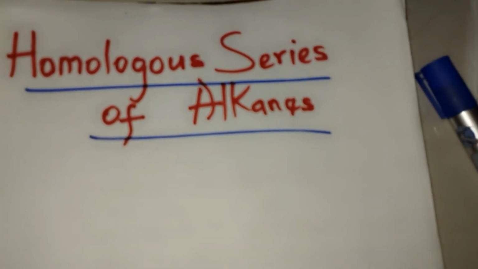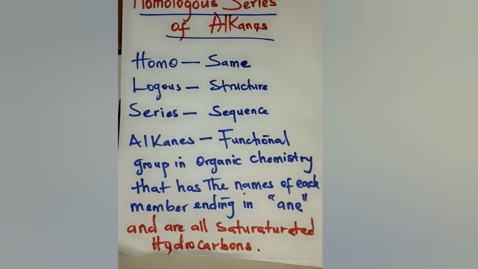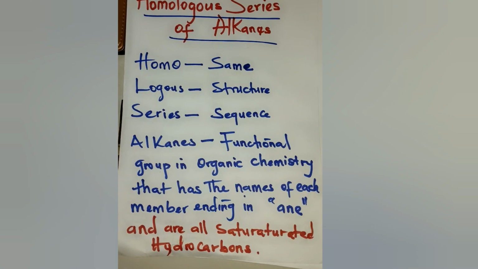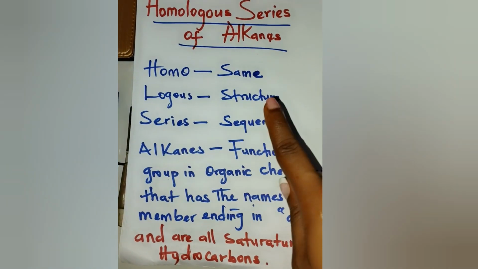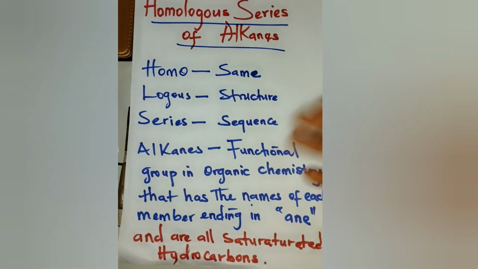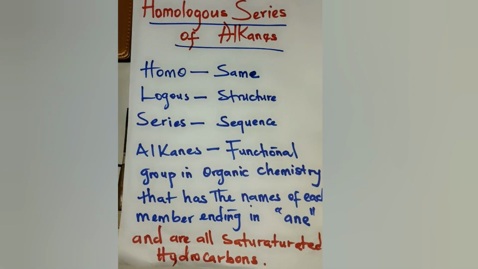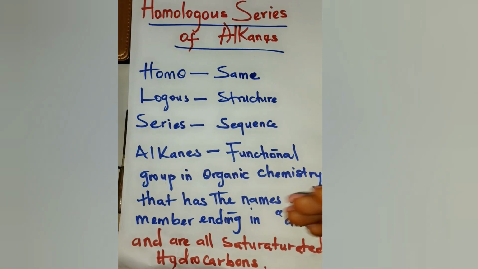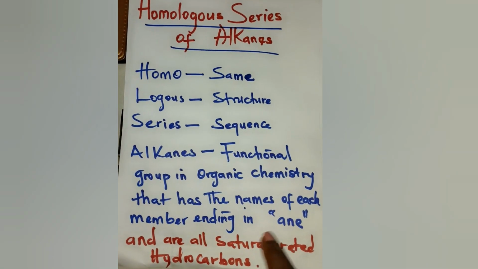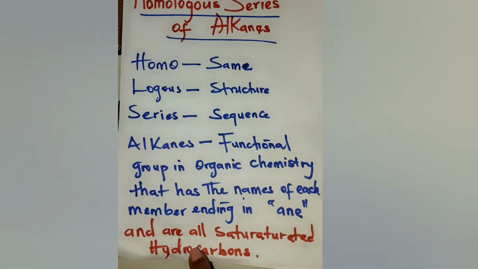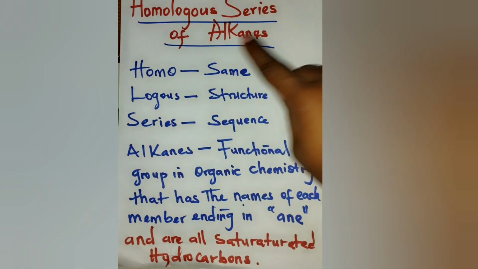Hello, let's talk about the homologous series of alkanes. The word homo is a Greek word that stands for the same. Logos stands for structure, relation, proportion, series, sequence, or in succession. Alkane is a functional group in organic chemistry that has the names of each member ending in "ane", and they are all saturated hydrocarbons.